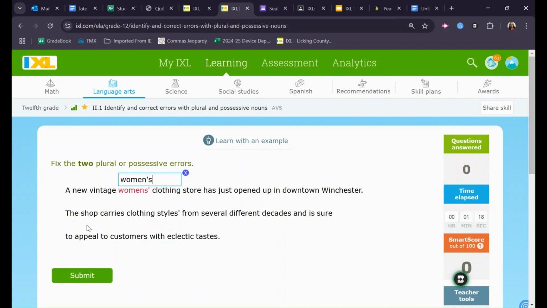Next sentence. The shop carries clothing styles from several different decades. Is style plural? Yes, it is. We're talking about multiple styles here. So first thing I'm going to do is just type the word properly plural, which is like that. Okay, and then I'm going to say, is it possessive? Well, the styles don't own anything. It's just styles, right? There's no possession at all here. So there's no need to have an apostrophe. I just need the plural word.